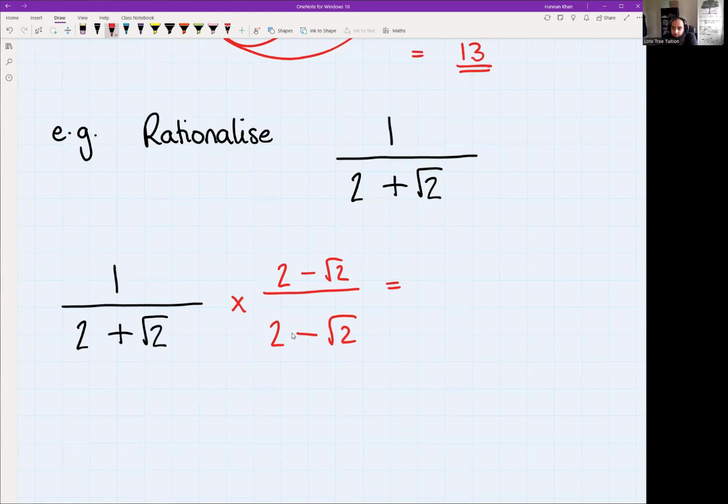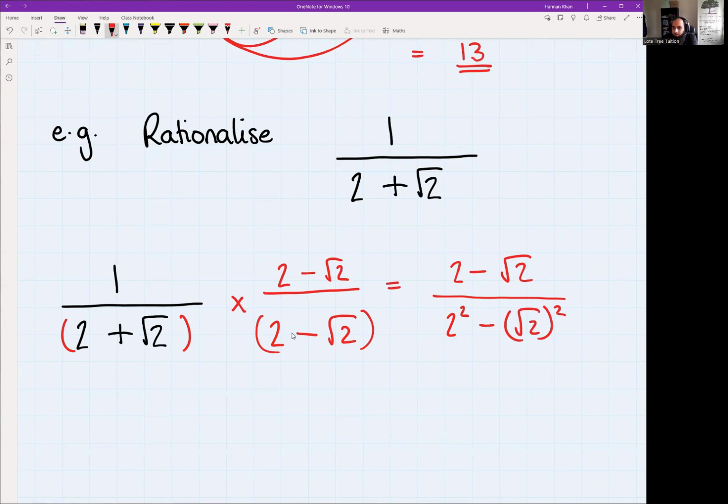I'm going to do the bottom first. Actually, the top is easy anyway, so let's do the top. It's 2 minus root 2, because that times 1 is just that. Now here, you could obviously do it with brackets and FOIL it, no problem. But if you use your brain, you say, hey, that's the difference of two squares. All I have to do is 2 squared minus root 2 squared.